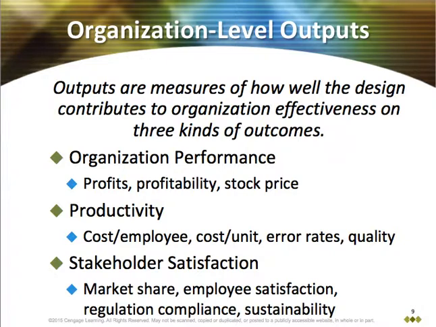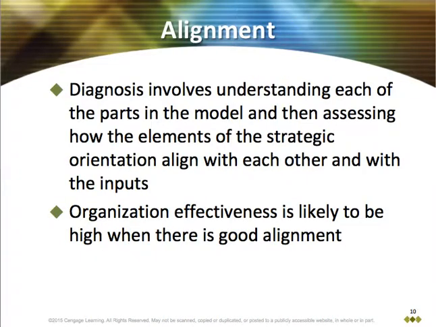Organization performance refers to financial outcomes, such as sales, profits, and return on investment. Productivity concerns internal measurements of efficiency, such as sales per employee. Stakeholder satisfaction reflects how well the organization has met the expectations of different groups having an interest in the organization. Diagnosing the effectiveness of an organization requires knowledge of the process and elements to determine alignment or fit among them. One might ask the following questions. Does the organization's strategy fit the outputs? And do the organization design components fit with each other to jointly support the strategy?